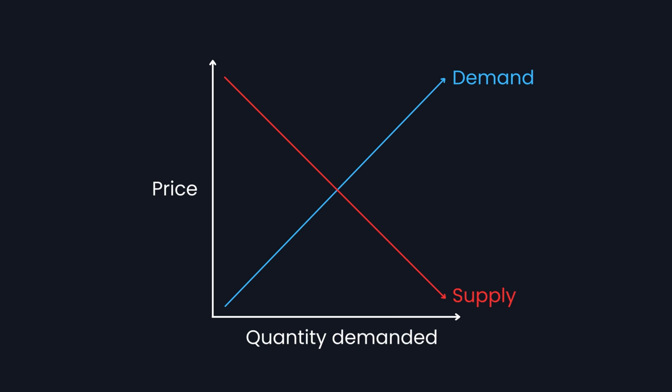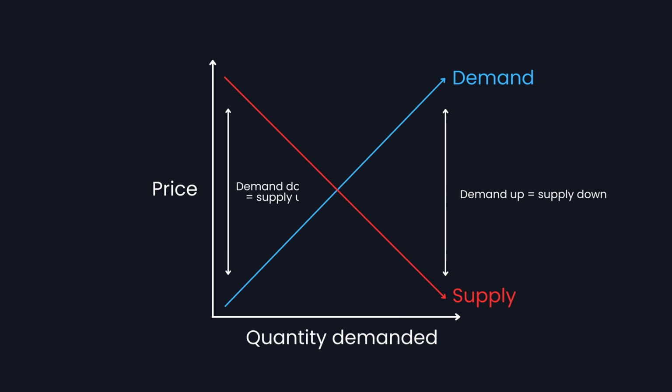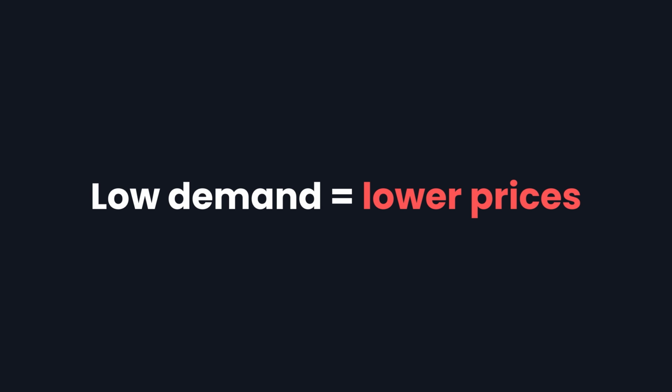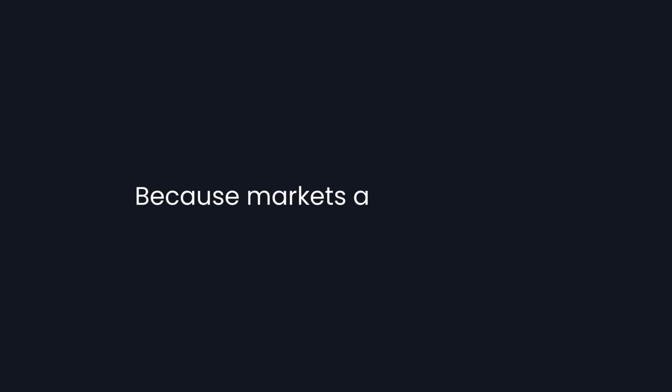Here's a simple supply and demand equation. When demand is up, supply is down. And when demand is down, supply is up. High demand leads to rising prices, and high supply leads to falling prices. Why? Because the market is an auction.